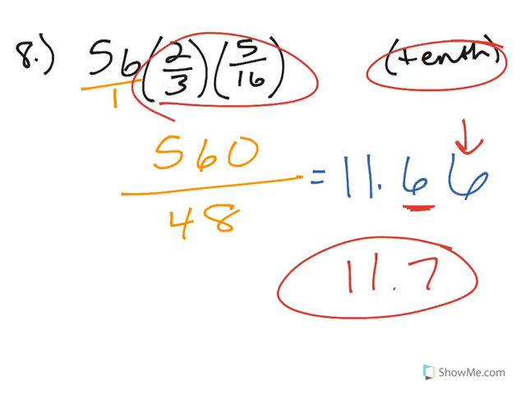You also could do that original problem just by 2 divided by 3 in your calculator. Change these 2 to decimals first. That would be fine as well. You should get the same answer if you do it correctly.